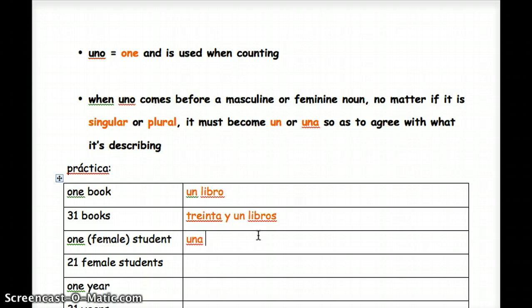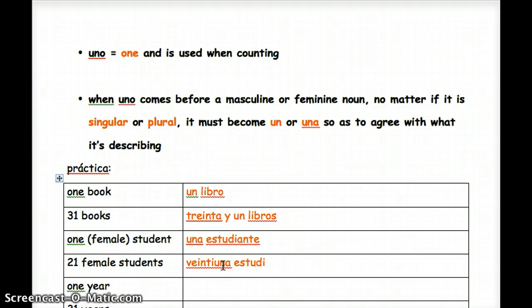Una, or one female student, excuse me. Una estudiante. And it also means a female student. And once again, 1 is agreeing with the fact that it's a female. 21 female students. 21 is what you use to count, like 20, 21, 22. But since we're talking about female students, we're going to reflect that fact.